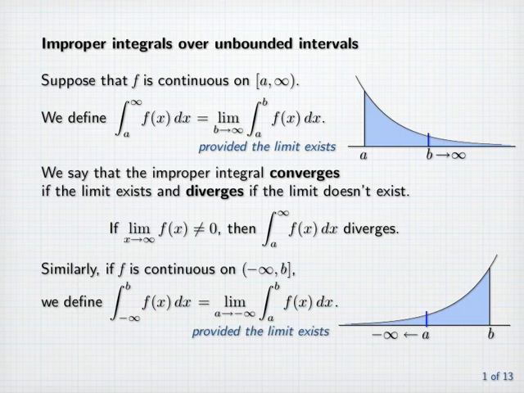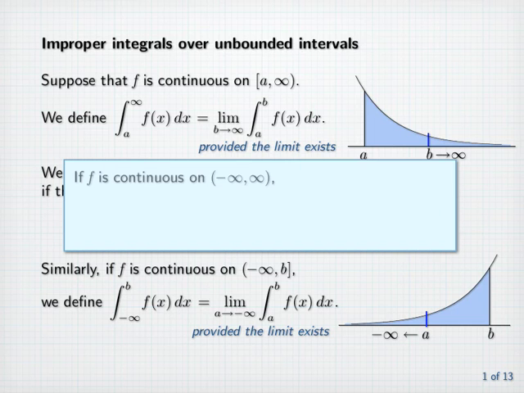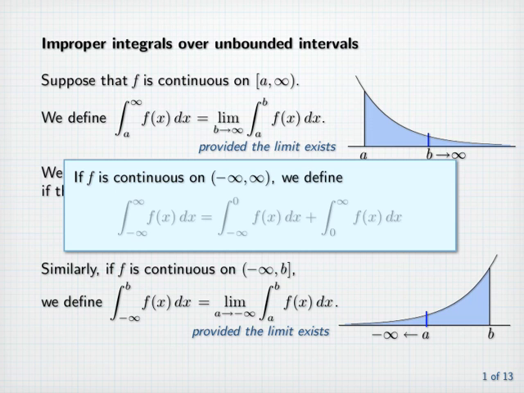It's now a short step to defining the integral from minus infinity to infinity in the case where f is continuous for all x. We simply cut the integral in two by integrating from minus infinity to 0 and adding the integral from 0 to infinity, and the choice of 0 is completely arbitrary here. And this improper integral converges if and only if both of the improper integrals on the right side here converge.